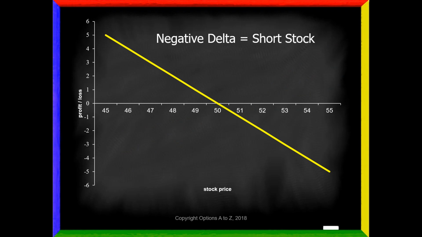Short shares of stock should now make more sense why you have negative deltas. We need the stock price to fall $1 in order to gain $1. So if we're short 100 shares of stock, we have this negative sloping position. So if your profit and loss diagram is leaning out to the left like this, it's negative deltas. But because it's a short stock position, it's always delta 1, or in this case, delta negative 1.